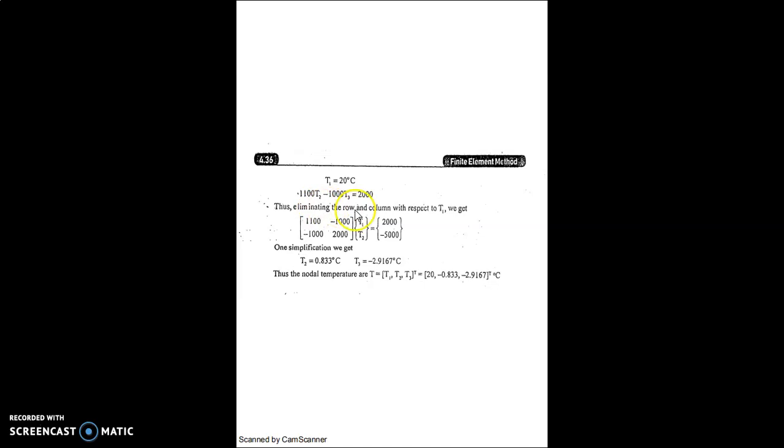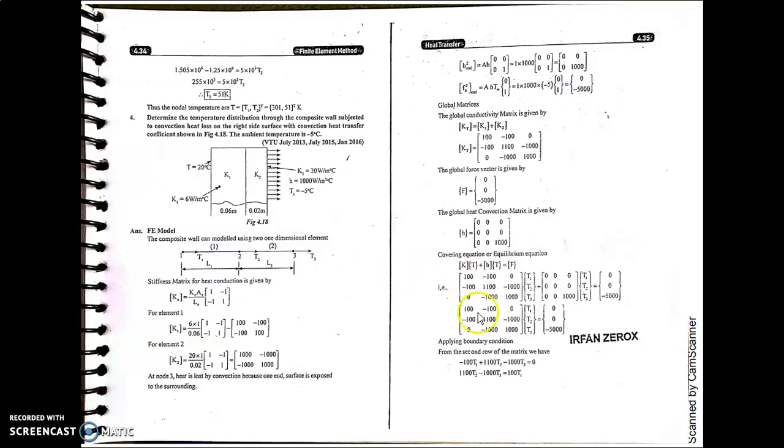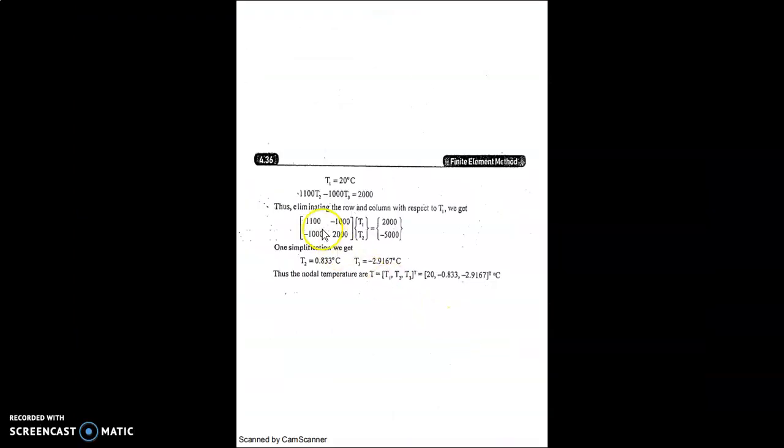Hence eliminating the first row and first column, we will get only a 2 by 2 matrix from the previous 3 by 3. After this elimination we are left with only the second row second column, third row third column, and T2, T3. This is 2000, this is 2000, and it is minus 5000 as it is. Now apply the boundary condition and find the values of T2 and T3.